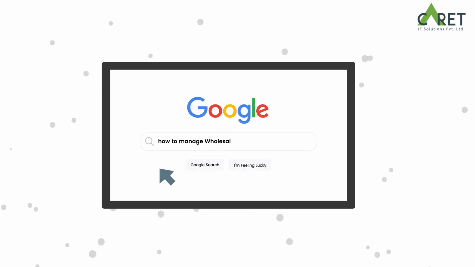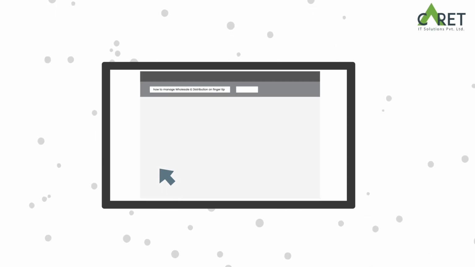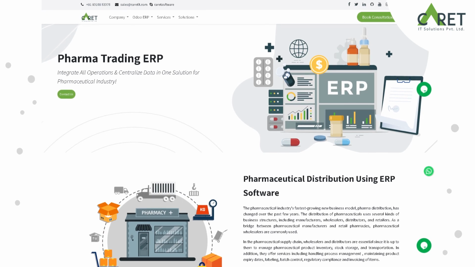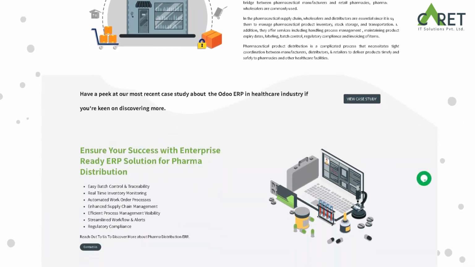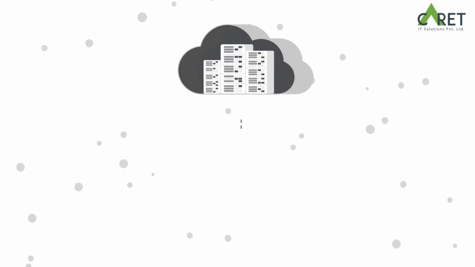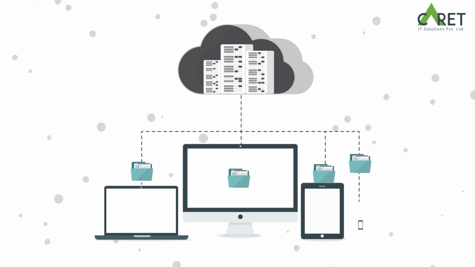But with the right ERP system, Alex can manage his warehouse distribution and supply chain more efficiently and effectively. And here, Alex found Pharma Distributor ERP by Caret IT Solution, which is a cloud-based ERP solution that is easy to use and accessible from anywhere and any devices.